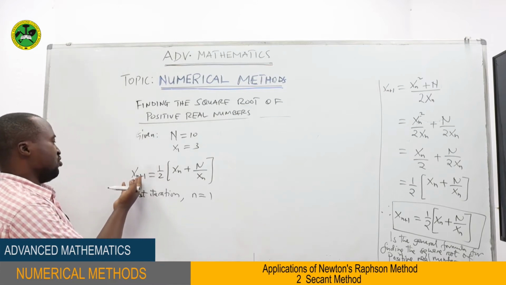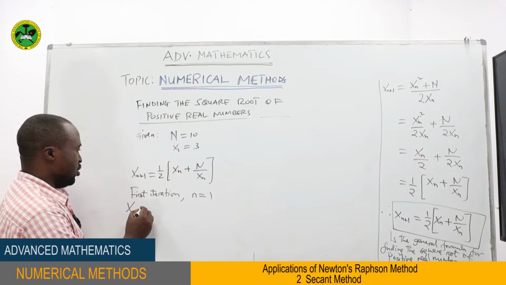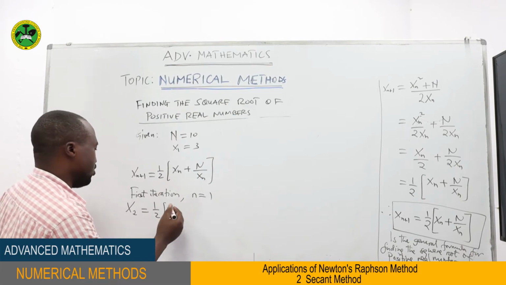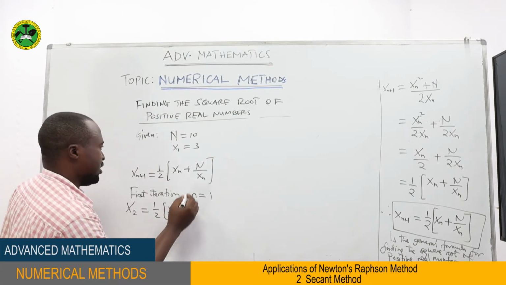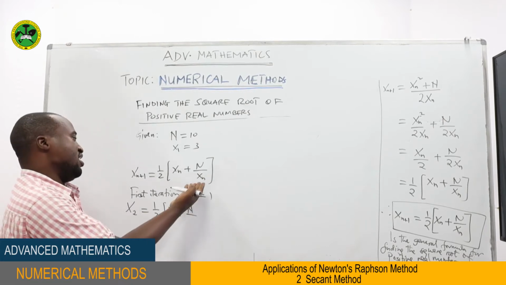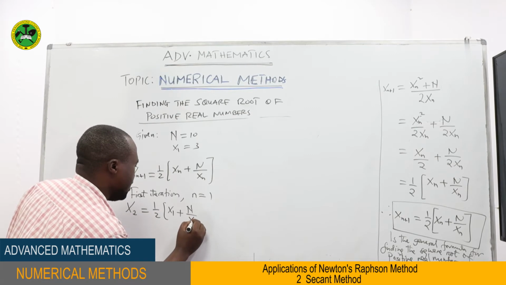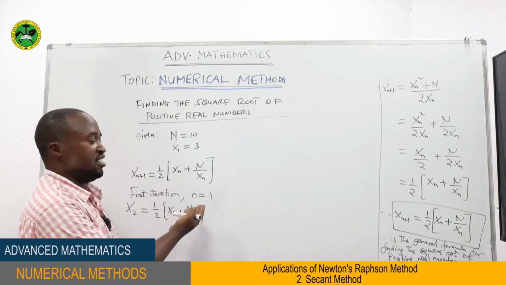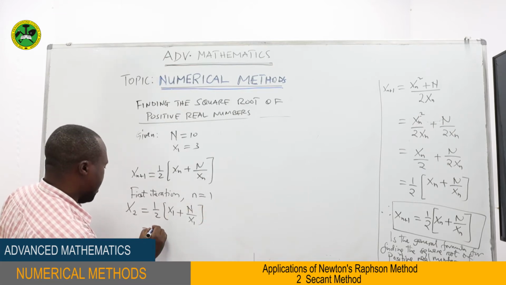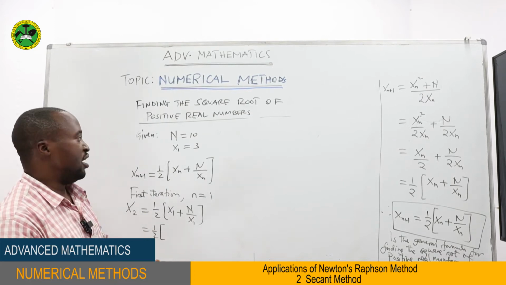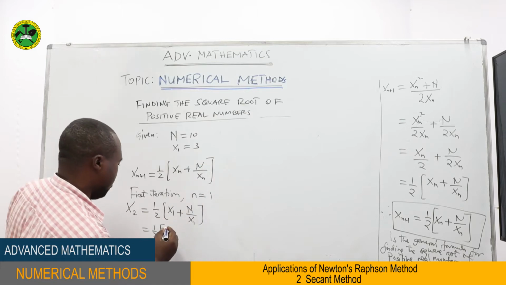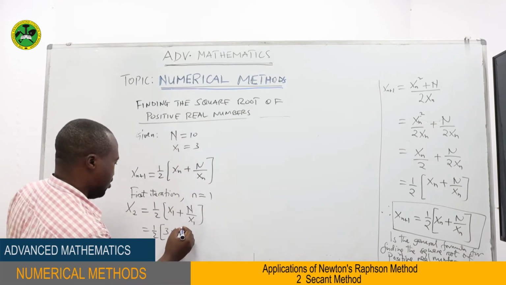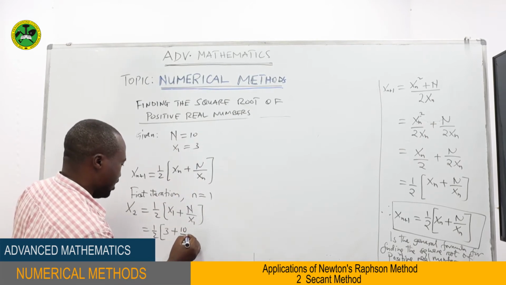So if x is equal to 1, that is 1 plus 1, we are going to have x2 is equal to a half. Then again, here we have xn. Remember, n is 1, so we are going to have x1 plus n over xn, our n is 1, so that is x1. So we can substitute values for x1 and n. So here we are going to have a half bracket of the value of x1, that is equal to 3. So here we have 3 plus, then value of n, that is 10. So we have 10 over, again, 3.